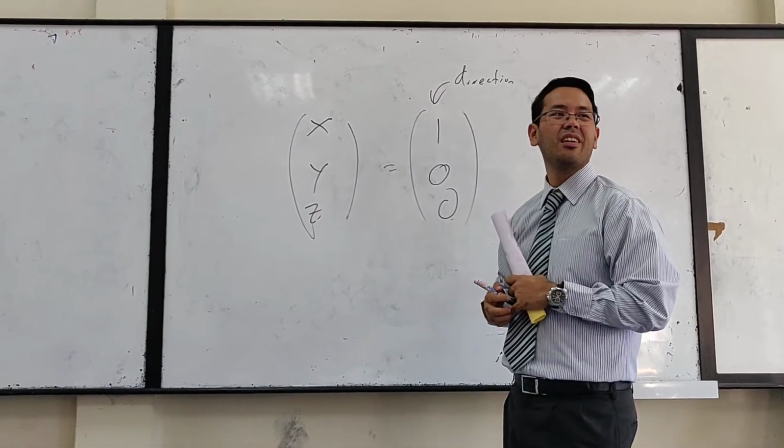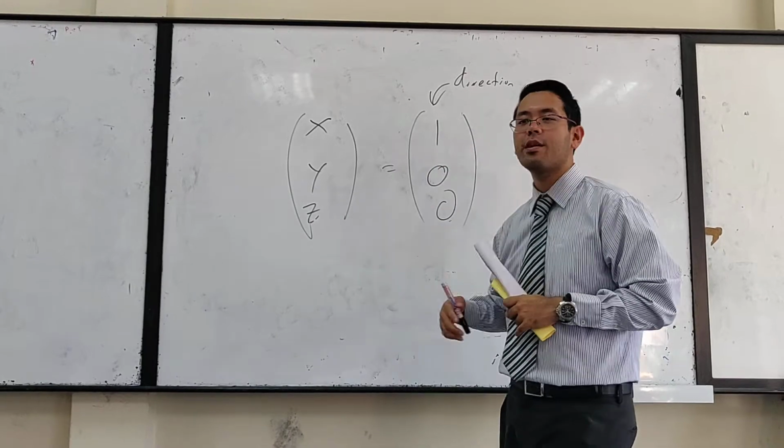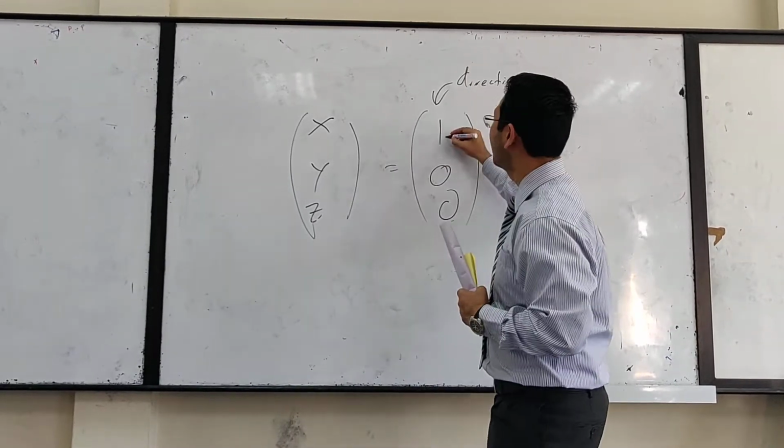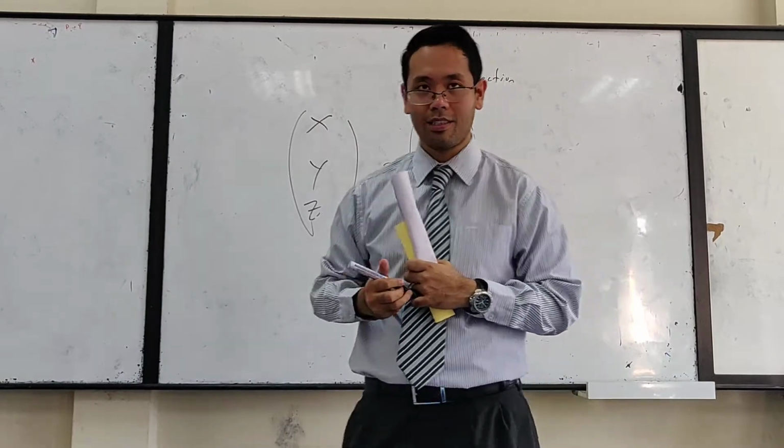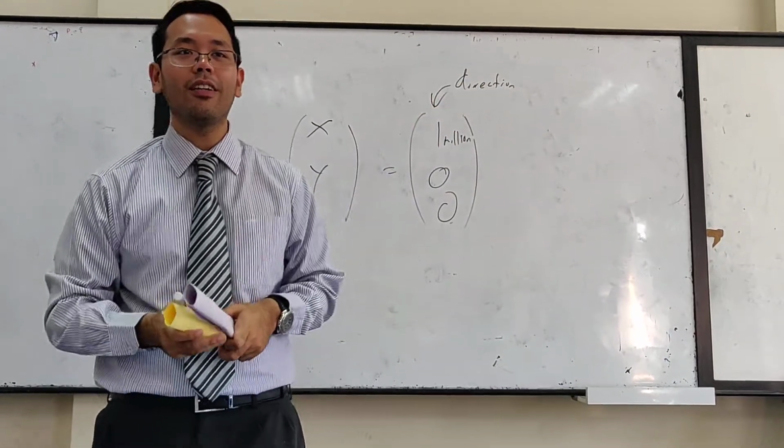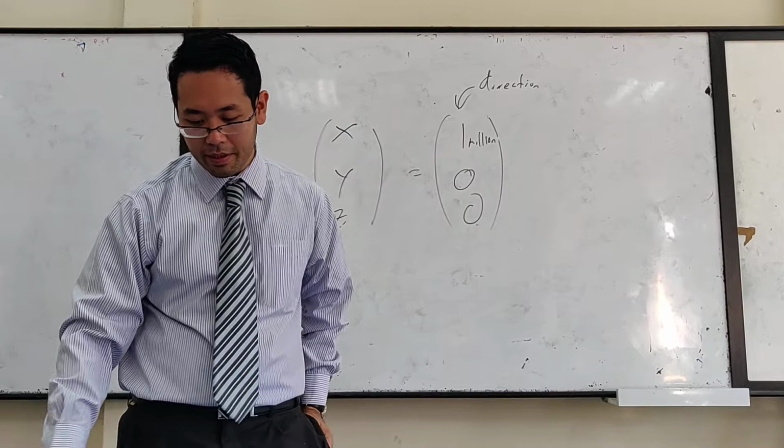Right? Sir, I don't want to write down 1, sir. I want to write down 1 million. It's okay, acceptable in a sense. Alright? As simple as that.